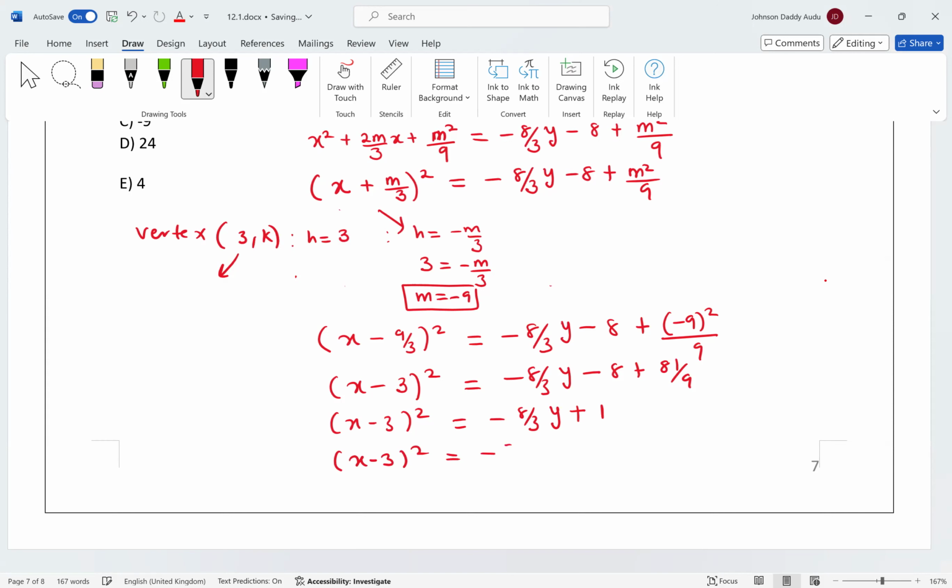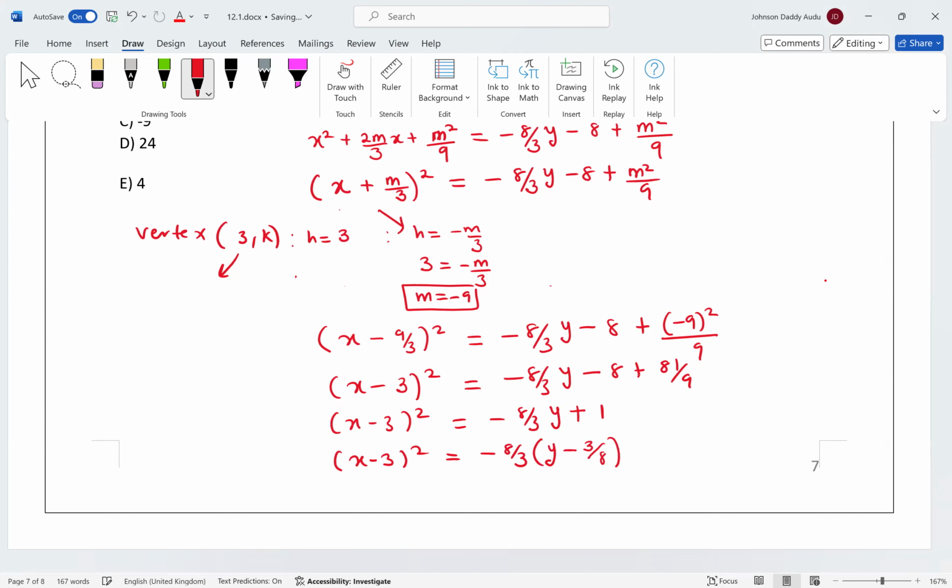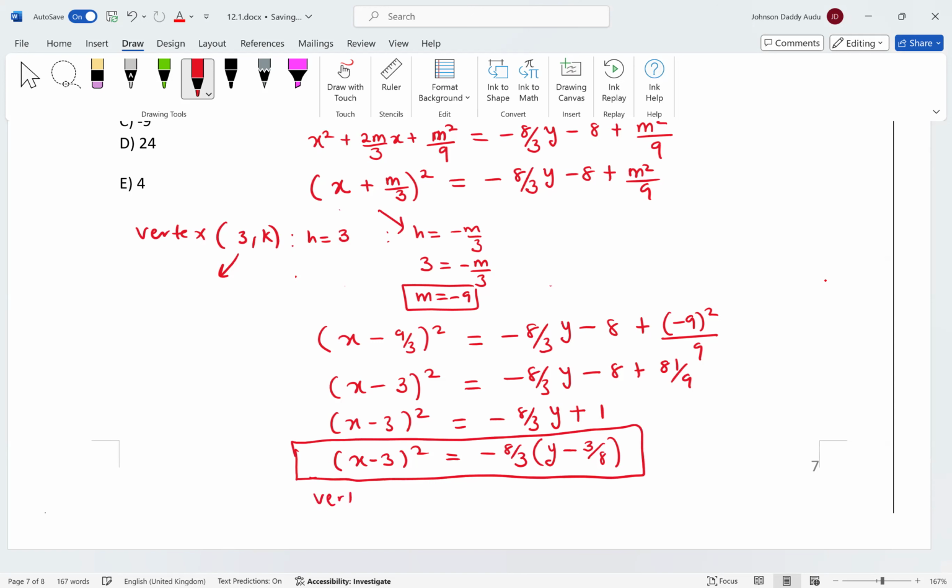It is equal to minus 8 over 3. Take it outside, this is just going to be y, and this will be minus 3 over 8, right? So now this is the final equation. So it means the vertex h, k is nothing but 3 and 3 over 8. So it means our k is nothing but 3 over 8.